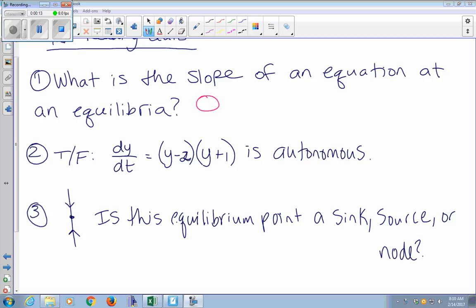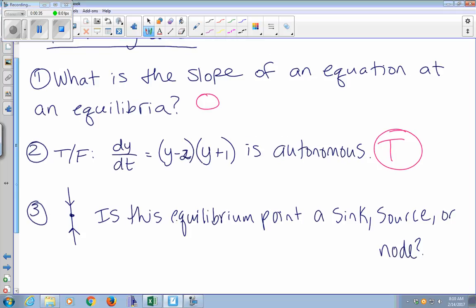True or false, dy/dt equals (y minus 2) times (y plus 1) is autonomous. True. Autonomous means dependent only on y. Yeah, it means it depends only on itself. Y's rate of change depends only on itself.